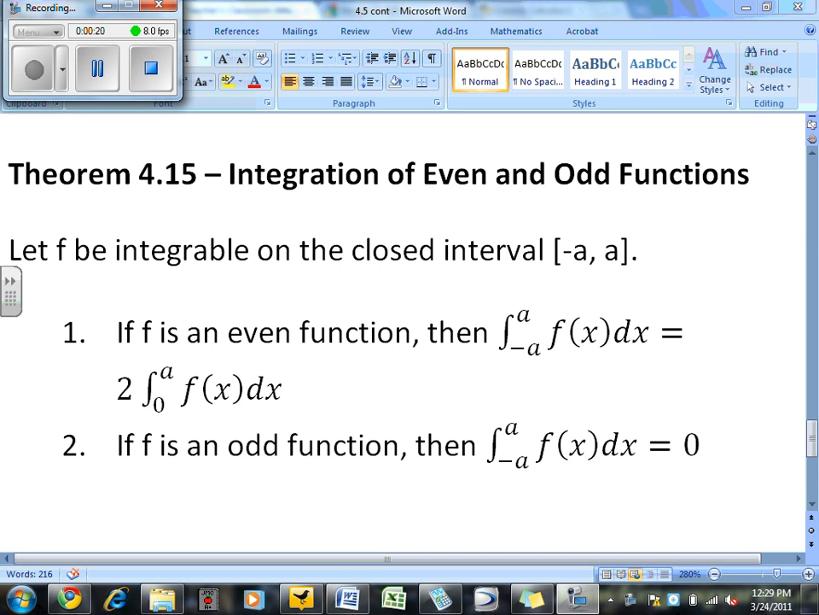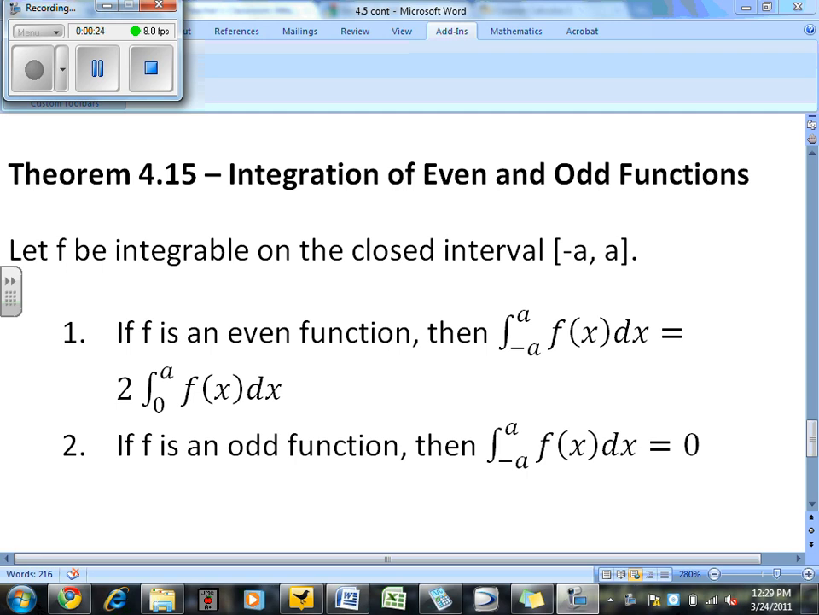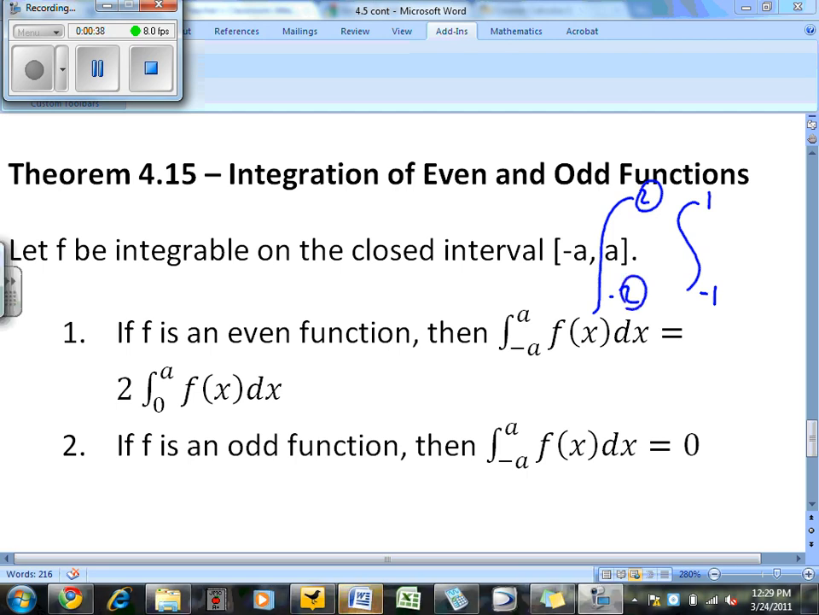And it says if we have an even function and it goes from -a to a, so that's got to be the same number. Maybe it's the same distance away from 0, so maybe it goes from -1 to 1, or from -2 to 2. Regardless, these have to be the same number. One's negative, one's positive. Okay?